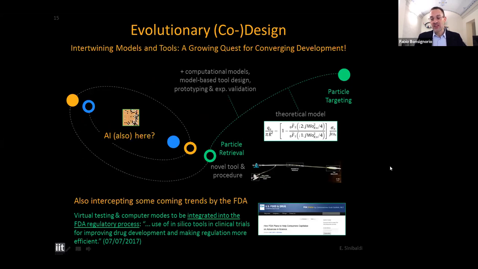And it's a very nice strategy, but it's also nicely timely, because last year there was a very important statement by the FDA commissioner, Scott Gottlieb, who mentioned that virtual testing and computer models must be integrated into the regulatory process, because the use of in silico tools in clinical trials can improve drug development and make regulation more efficient. So it's very nice in this case that a simple model could really steer you towards some research path, or open new frontiers, where you might be more effective, or increase your potential for effective translation.